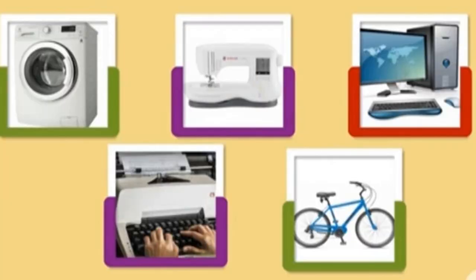Complex machines have many parts and they are made up of a number of simple machines. For example, washing machine, sewing machine, computer, typewriter, bicycle, etc. are complex machines. They are made up of many simple machines. They are also called compound machines. Let us learn more about simple machines.